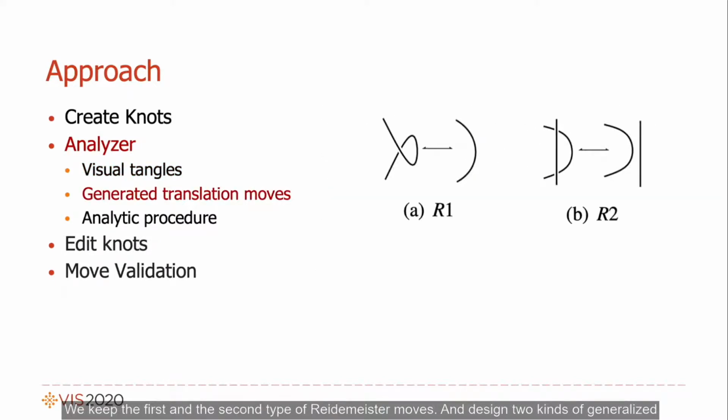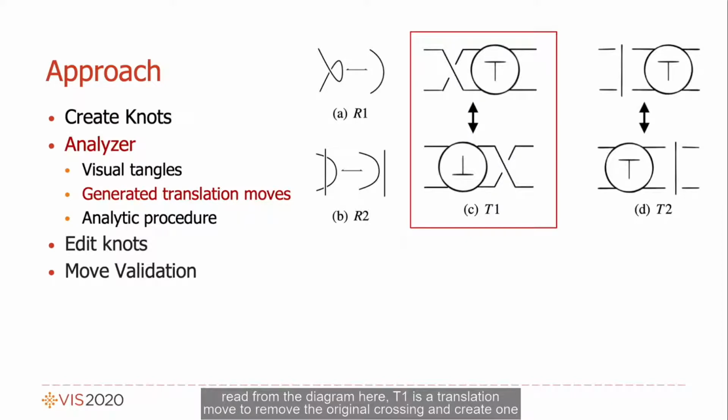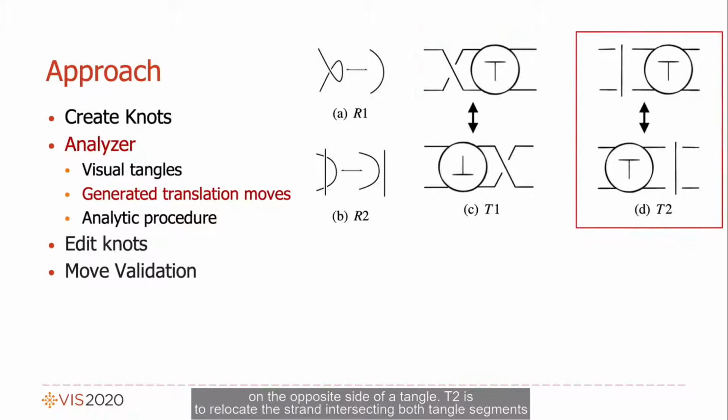We keep the first and the second type of Reidemeister moves, and design two kinds of generalized translation moves to replace the third one. We call them T1 and T2. As you can read from the diagram here, T1 is a translation move to remove the original crossing and create one on the opposite side of the tangle. T2 is to relocate the strand intersecting both tangle segments to the opposite side.